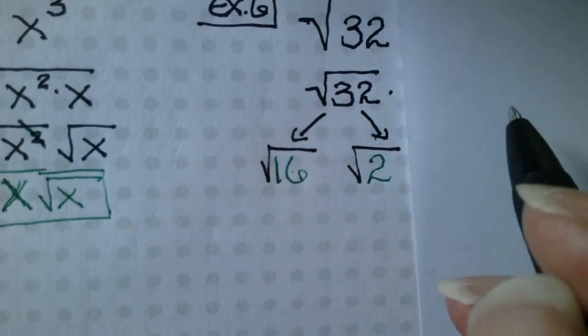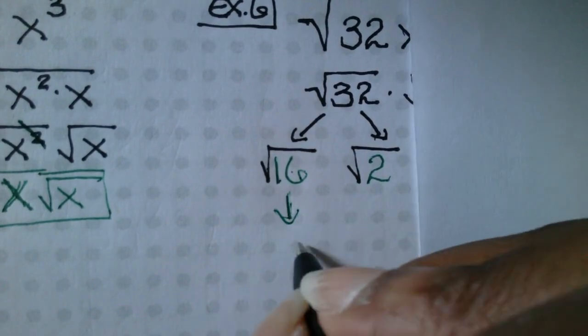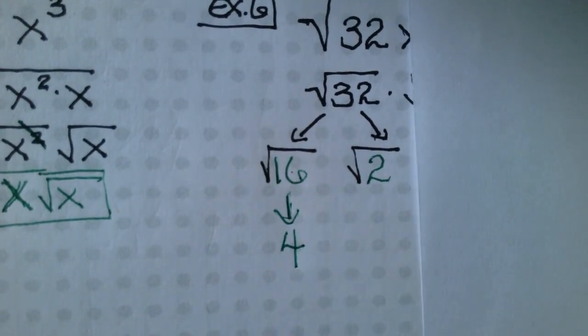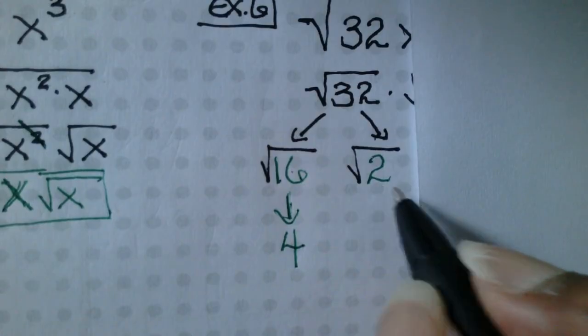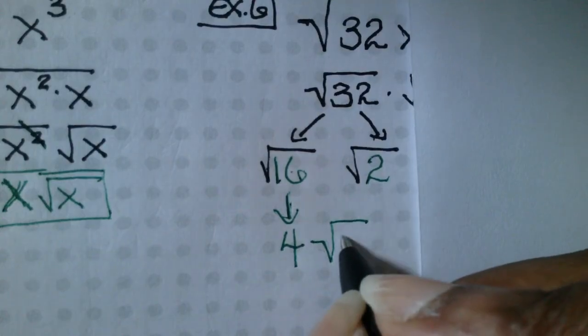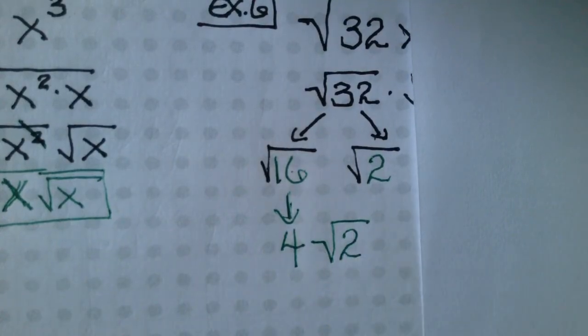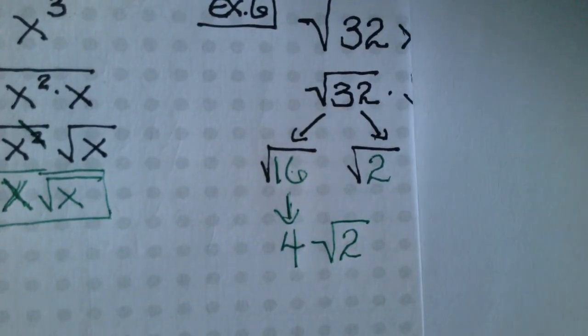So the square root of 16, that gives me a perfect 4. Okay, no more radicals, a whole number of 4. And that square root of 2, since 2 is a prime number, if I can't break it down, I'm simply going to bring it down. Okay, so this will take care of the square root of 32.